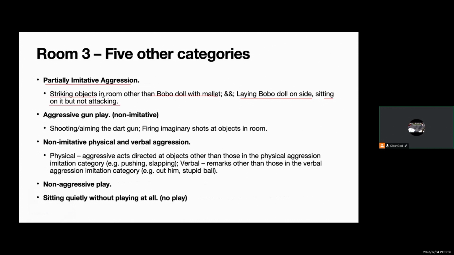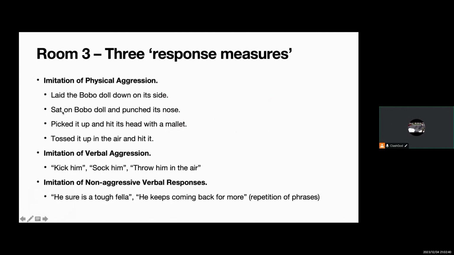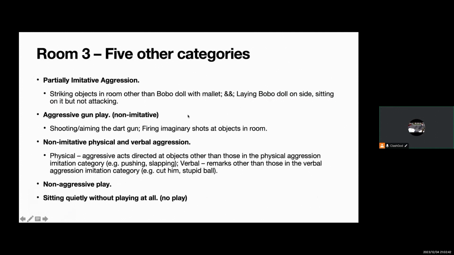So similar to the adult model in certain ways, but also different. So here it's sitting on it, but not attacking it, not hitting it. The adult model actually sat on the bubble doll and punched its nose. So there's similarity, but there's also difference. That's what is meant by partial imitative aggression.